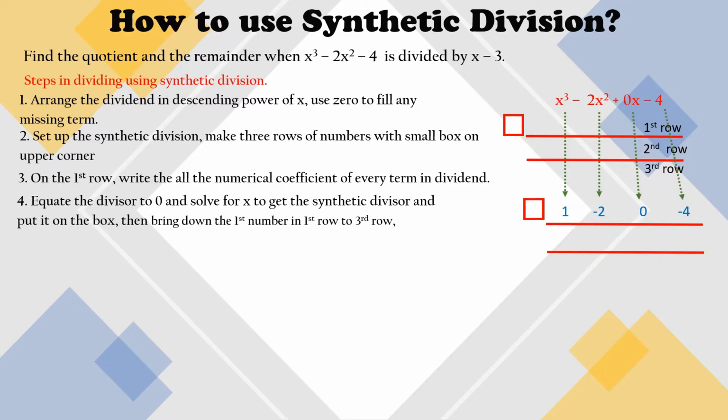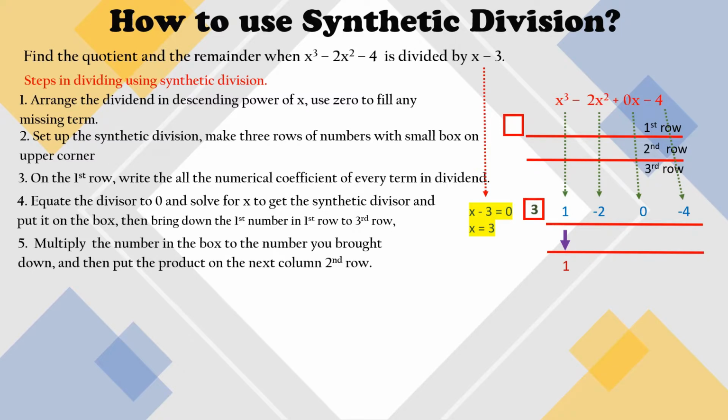Step 4, equate the divisor to 0 and solve for x to get the synthetic divisor and put it in the box. Then bring down the first number in the first row to the third row. So we're going to get our divisor, which is x minus 3, equate it to 0, then solve for x. Then the value that we will obtain will be our synthetic divisor, which we're going to put inside our small box. After this, we have to bring down our first number on the first row to our third row.